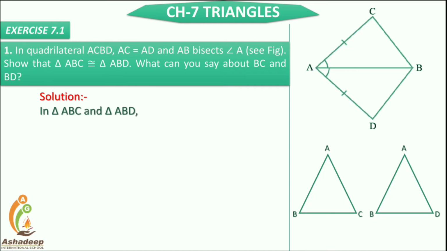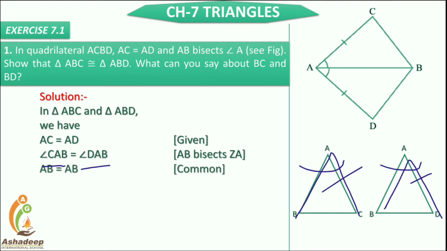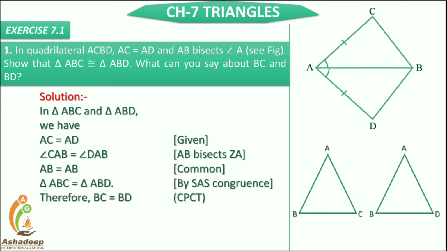Now let's see. In triangles ABC and ABD, we have AC equal to AD, that is already given, right? CAB is equal to DAB. Then AB is equal to AB, common side. Then we can say ABC is congruent to ABD. Here is the sign of congruence. ABC is congruent to ABD, therefore BC is equal to BD.